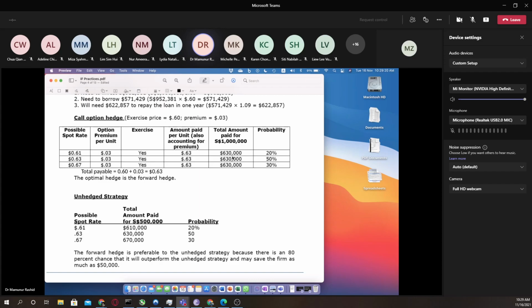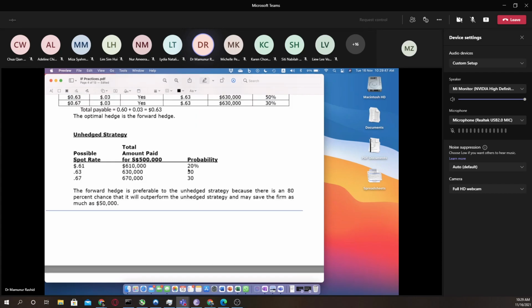So 630,000 for call option is much higher than forward hedge and much higher than money market hedge. So no way you can go with the call option. Unhedged strategy is that you go with the spot market 0.61, 0.63, and 0.67, and the cost goes up from 610,000 until 670,000. But there's a 20% probability that you can reduce your cost to 610,000, whereas 50 plus 30, 80% probability that your cost would be 630,000 and above. So obviously in this case, we will hedge, and we will hedge with forward hedge.